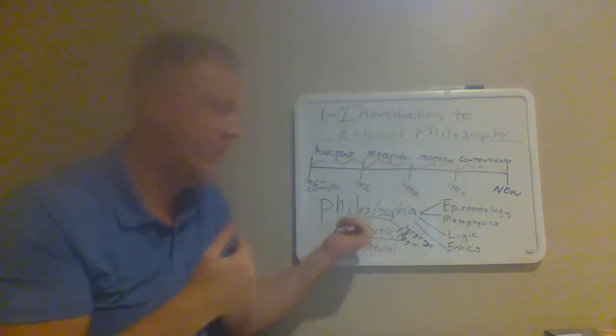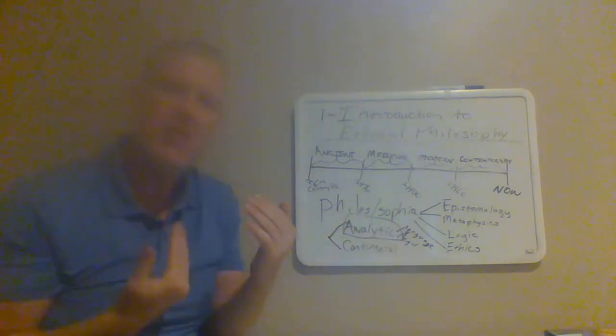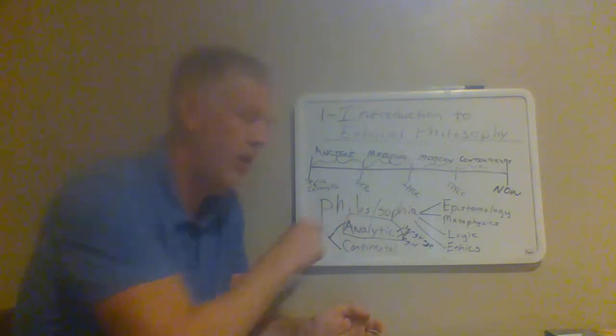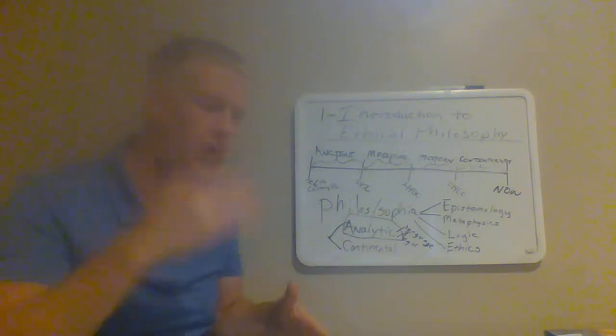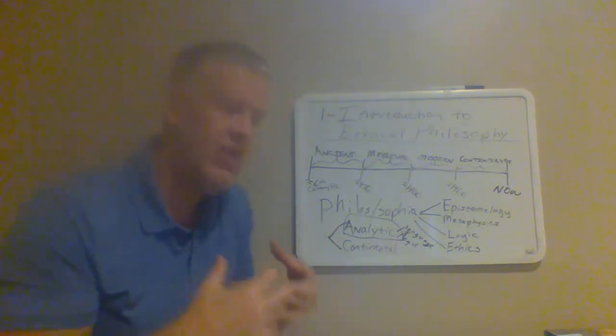And again, the animosity between the two is palpable, right? The continentals think that the analytic, the people of that camp, don't appreciate what it means to be human, right? They're just cold logic chopping machines, these analytic philosophers, which are focused on logic, right? They don't have any appreciation for what it means to be human, right?